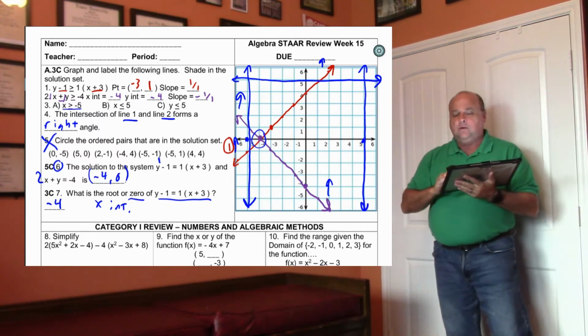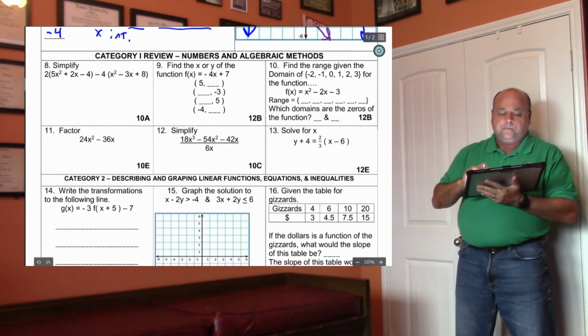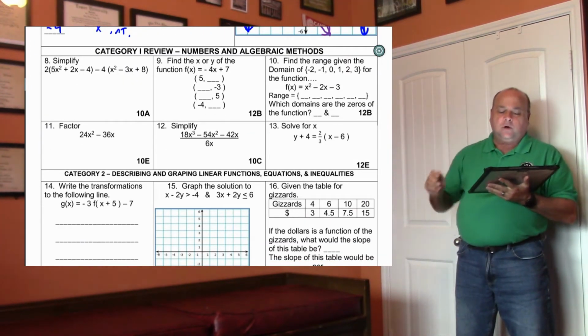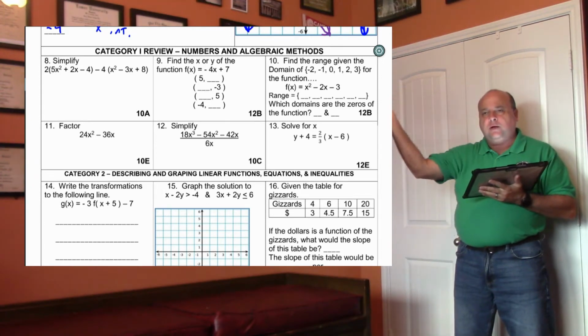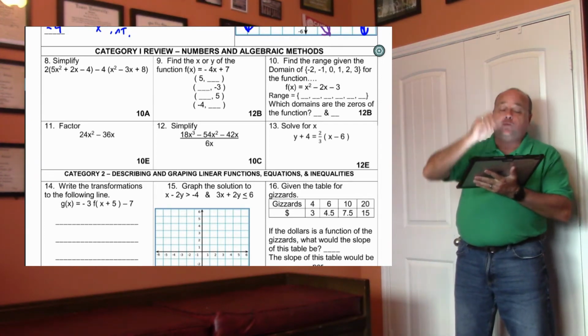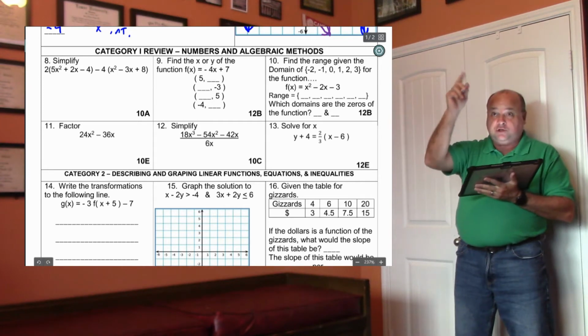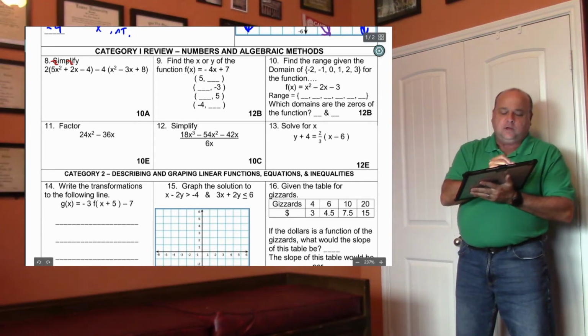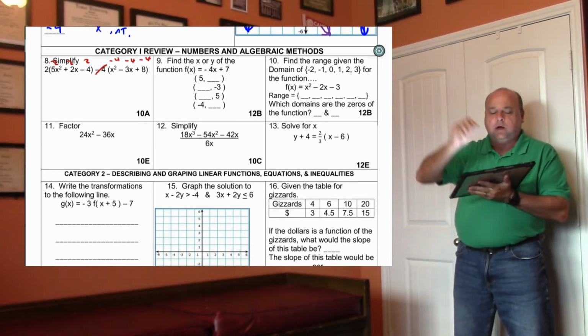Let's go to number 8. So number 8, we're going to solve this. We're going to distribute and then combine them. We're going to be doing this when we come back from Christmas. This should not be difficult. So we're going to bluebell chart the 2, and then we're going to bluebell chart the negative 4. When we do that, this one goes away, and we're just going to multiply.